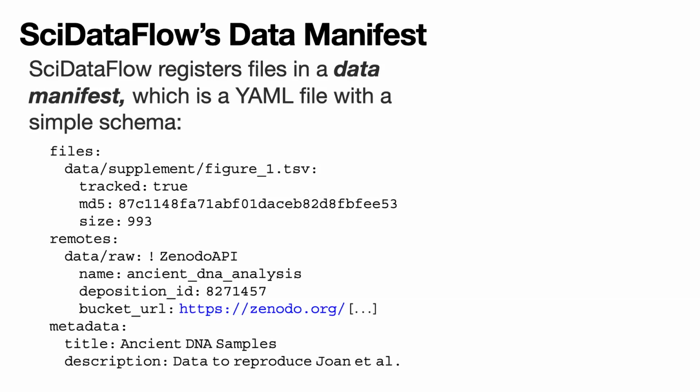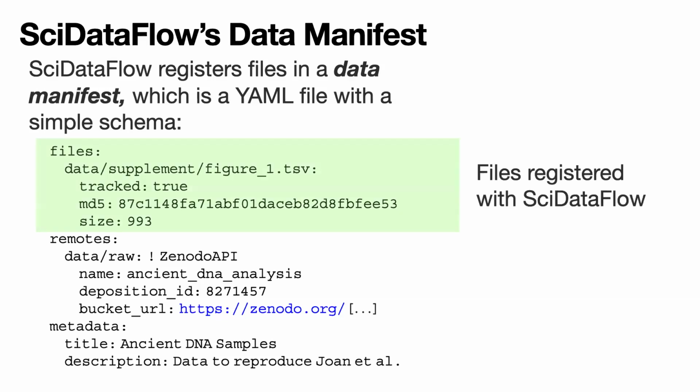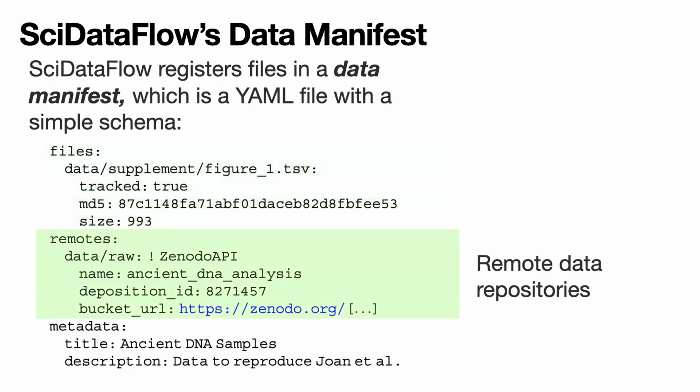And then it has a remote section. Actually, there we go: files registered with SciDataFlow. There are remote data repositories here. This just contains the minimal set of information for each particular remote. Again, you don't have to program this or write this yourself. This is just human readable stuff that SciDataFlow will generate for you.